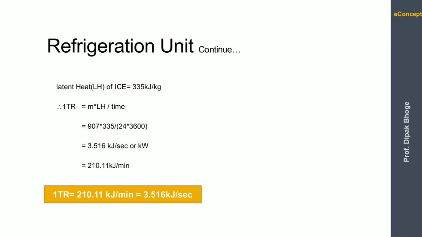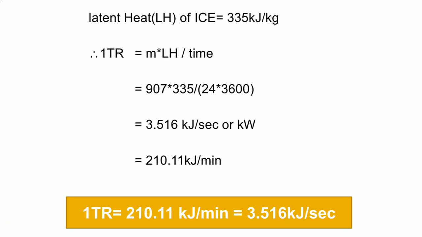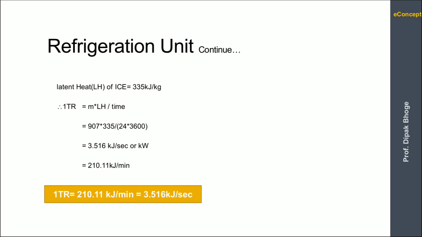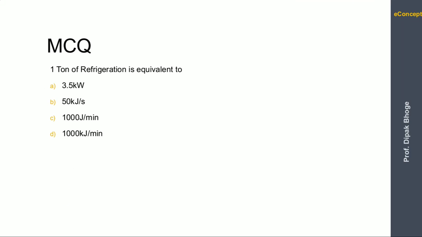When we convert this kilojoules per second into kilojoules per minute, we have to multiply it by 60. So 3.516 into 60, we are getting 210 kilojoule per minute. So finally 1 ton of refrigeration we can call 210 kilojoule per minute or 3.5 kilojoules per second or kilowatt. This is the unit of refrigeration, and it is measured in TR, and that 1 TR gets converted into 3.516 kilowatt or 210 kilojoules per minute.